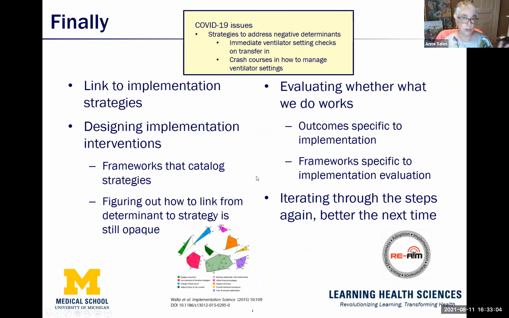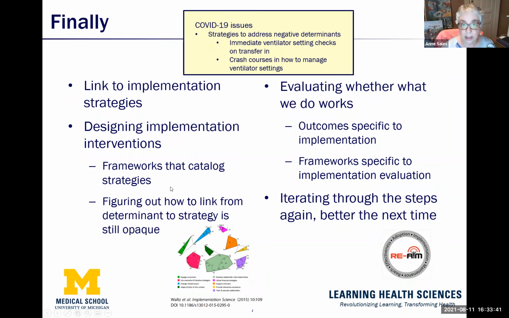So finally, in the last two steps, and I'm moving through this very quickly, we need to think about how we link from assessing determinants, understanding the things that affect the success of implementation, to the strategies we're going to design, develop and use to overcome those barriers and actually implement the thing that we are trying to implement. Designing implementation interventions is a whole focus area for implementation research, but it's also an important component of implementation practice. There are frameworks that catalog strategies.